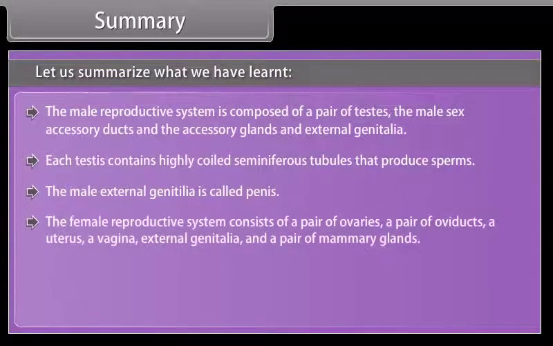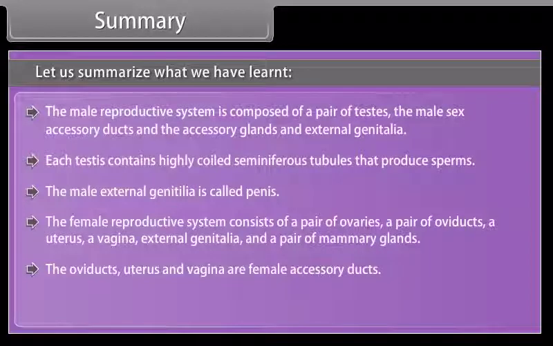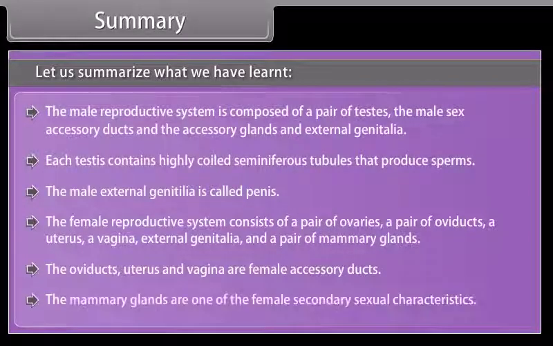The female reproductive system consists of a pair of ovaries, a pair of oviducts, a uterus, a vagina, external genitalia, and a pair of mammary glands. The oviducts, uterus, and vagina are female accessory ducts. The mammary glands are one of the female secondary sexual characteristics.